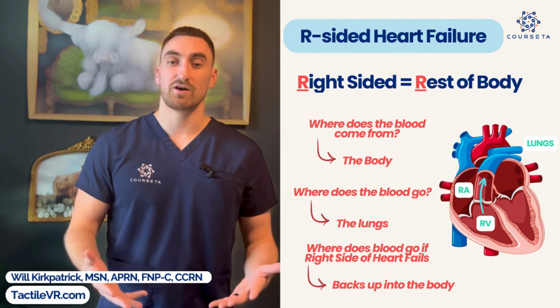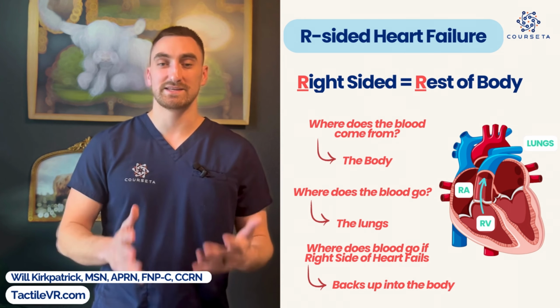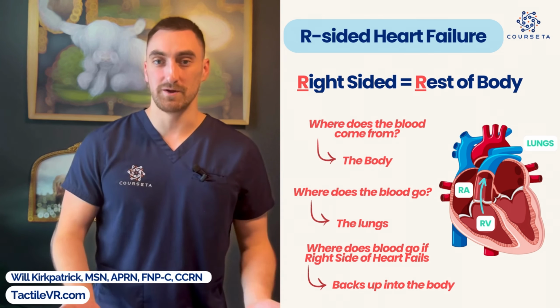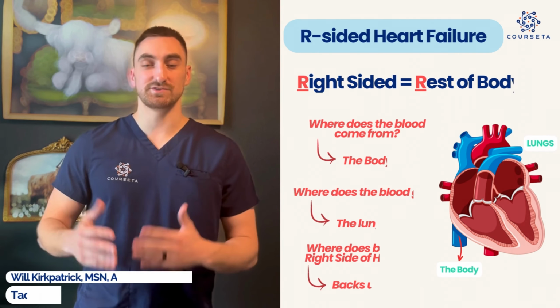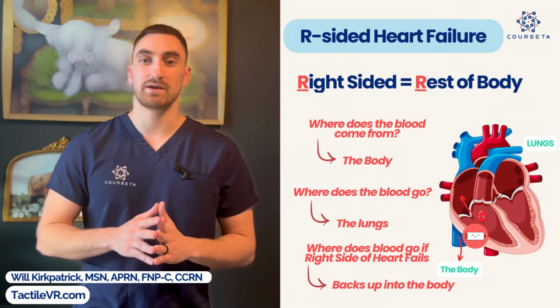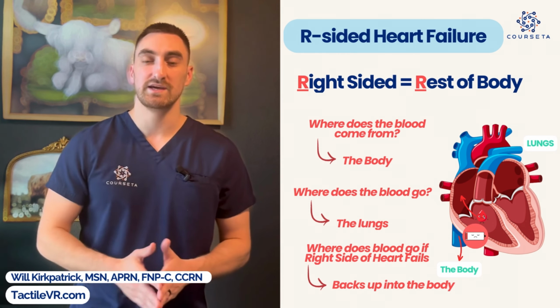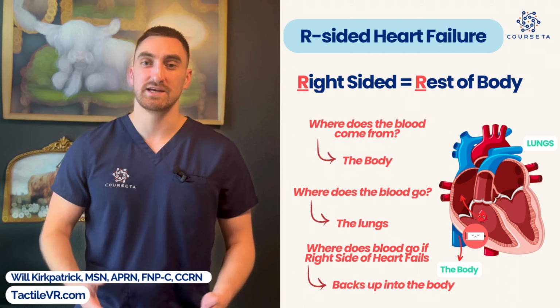Well, with right-sided heart failure, when we have a deficiency on that side, where does the blood come from? Well, the blood comes from the rest of the body. So when the ventricle fails, so the right ventricle, that means the blood is not going to be able to be ejected efficiently into the lungs. So what happens? It gets backed up.